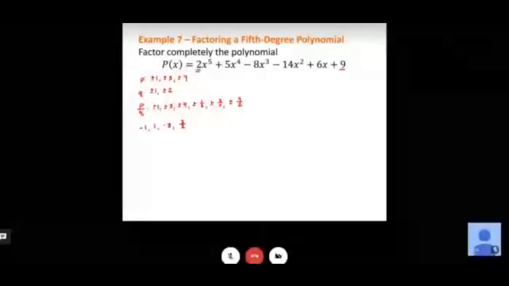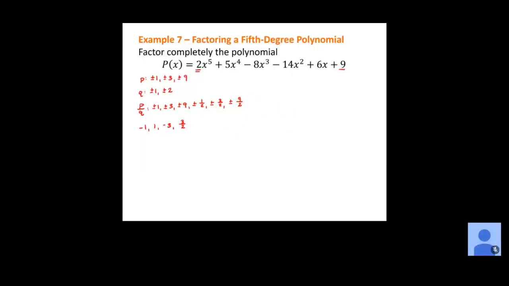All right, so let's test these now. I'm going to start and go in order here. We'll go with the -1 first. We got -1. List out your coefficients. Again, I'm not missing any terms this time, so it's going to be 2, 5, -8, -14, 6, and 9. Bring down your 2.